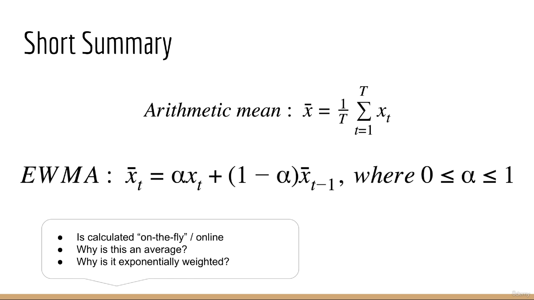Alright, so that's pretty much it. It's not a terribly complicated calculation. Of course, without further analysis, it's not clear why this is an average, and it's not clear why it's exponentially weighted.